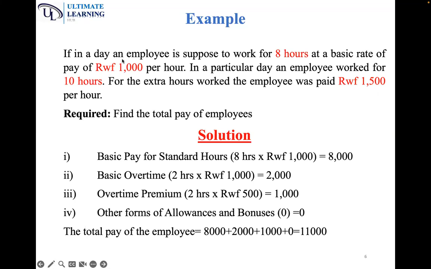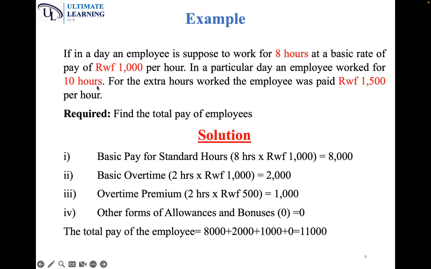So remember, the basic rate was 1,000. So the extra amount above the basic is 500. So you divide this 1,500 into 2. There is the 1,000 in 8, and there is the extra 500. So the 1,000 out of these is known as basic overtime. The extra 500 is known as overtime premium.